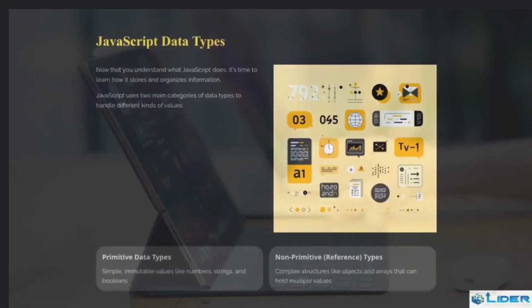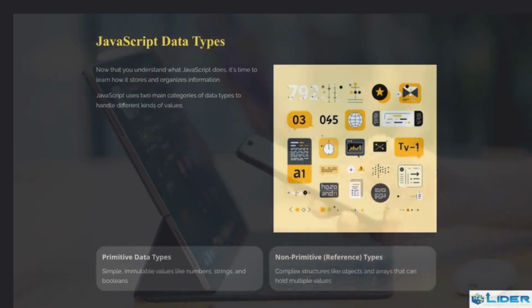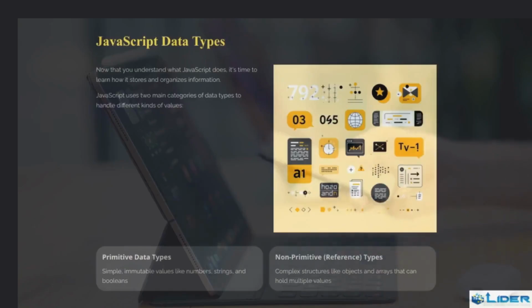Now, let's talk about the different types of data in JavaScript. First, we have complex structures like objects and arrays, which can hold multiple values all in one container. These are called non-primitive or reference types because they reference memory locations where the data is stored. On the other hand, we have simple, immutable values such as numbers, strings, and booleans. These are primitive data types, and they hold a single piece of data that cannot be changed once created. JavaScript uses these two main categories: primitive types for basic, unchangeable data, and non-primitive types for more complex, structured information.